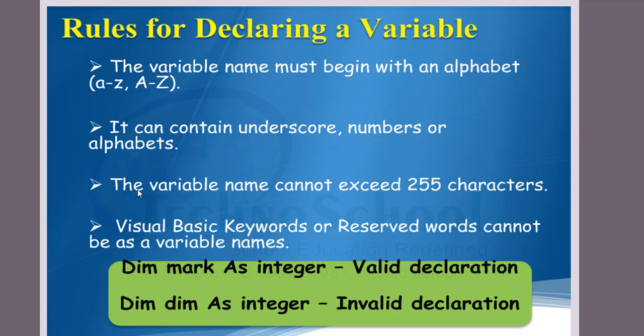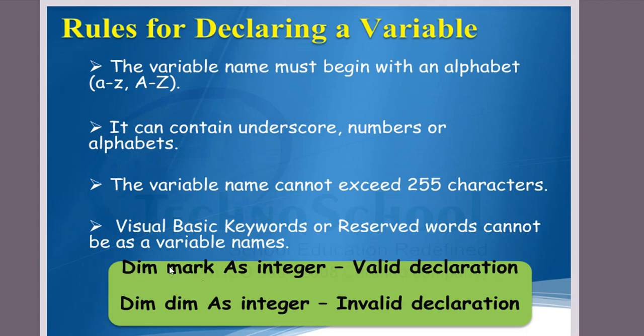Third, the variable name cannot exceed 255 characters. It should be 255 characters only. It cannot exceed 255 characters. It's very, very important. And Visual Basic keywords, or the Visual Basic reserved words, cannot be used in a variable name.